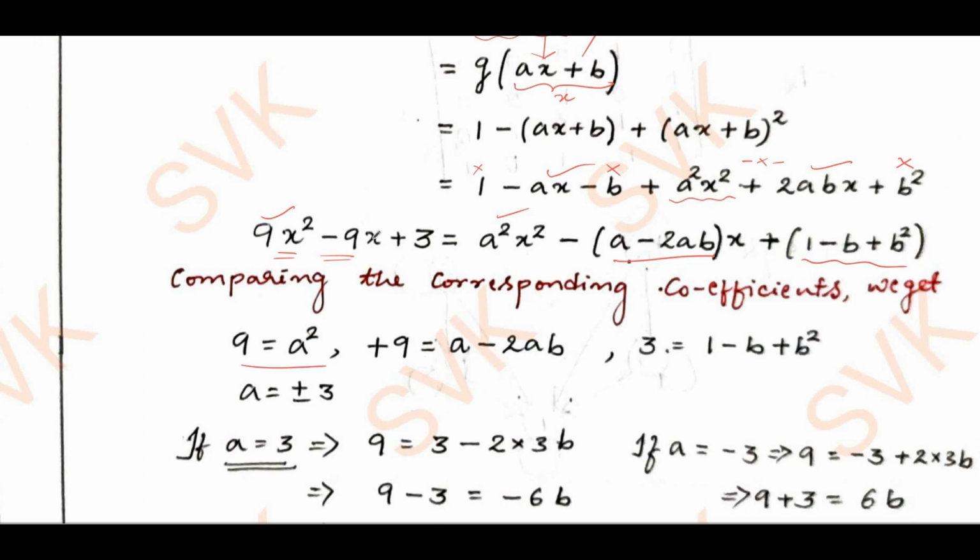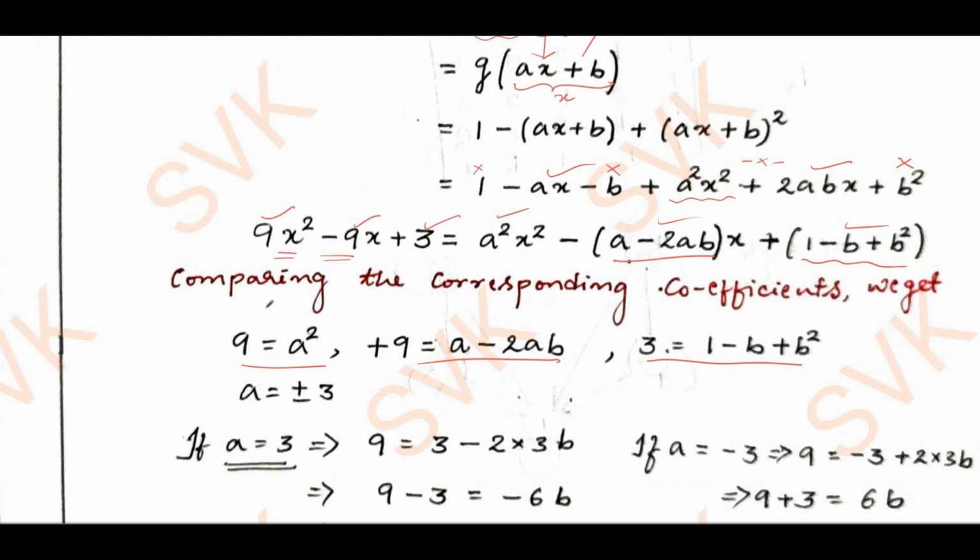Next, compare the coefficient of x. The coefficient of x is 9 minus 9, and here the coefficient of x is minus of a minus 2ab. So minus minus can be neglected. So we can write that as 9 equal to a minus 2ab. Next, you are left with the constant term. The constant term is 3 equal to 1 minus b plus b square.